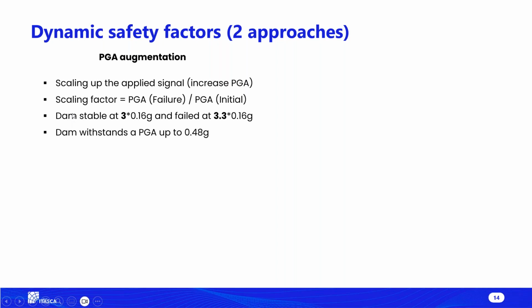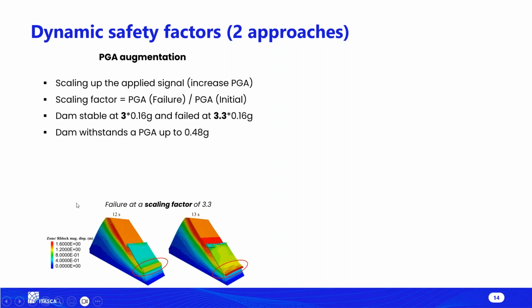What we have seen is that the dam is stable at a scaling factor equal to 3, and it failed at a scaling factor equal to 3.3, concluding that the dam can withstand a PGA up to 0.48 G from our study. I'm showing you here the failure mechanism that we got at a scaling factor of 3.3. We have the displacement magnitude of the dam and the pitching at 12 and 13 seconds of the earthquake. We can see that the whole downstream part is sliding, and we can see that the end of the failure is at the bottom downstream part. We can see that the downstream pitching is starting to dismantle.